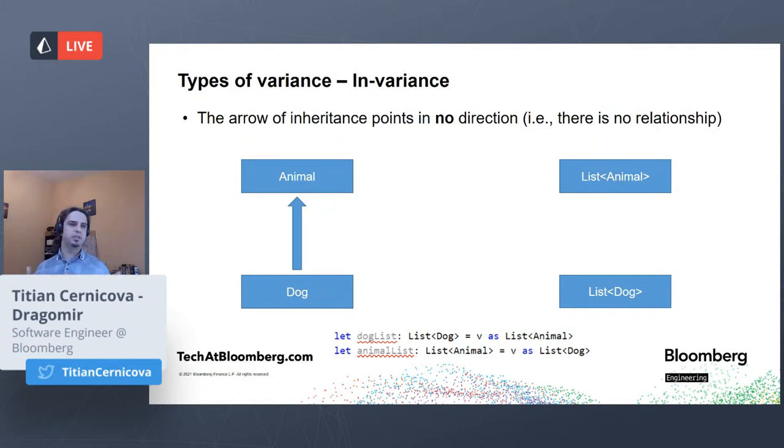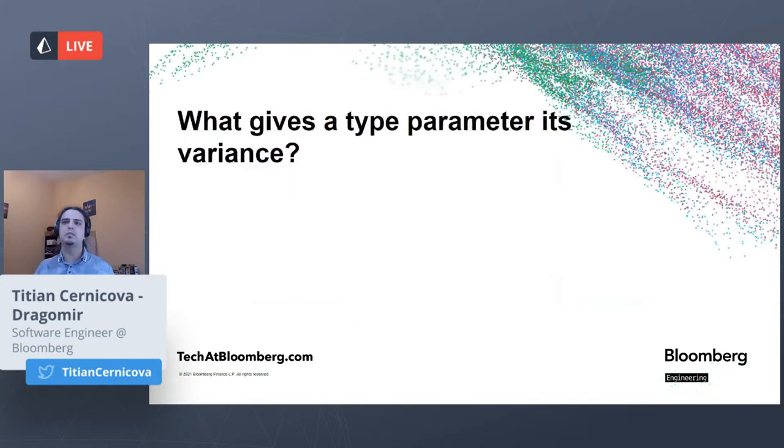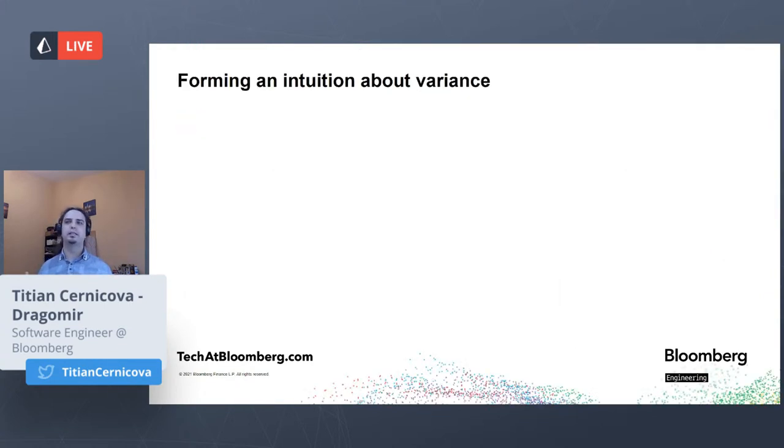Okay, so we've seen a bit of theory. Now, the next question I think is fair to ask is, what gives a type parameter its variance? And I would like for us to try to form an intuition about variance and to be able to deduce on our own when something is covariant or contravariant or something else. The basic question we have to ask ourselves when trying to figure this out is: is it safe?